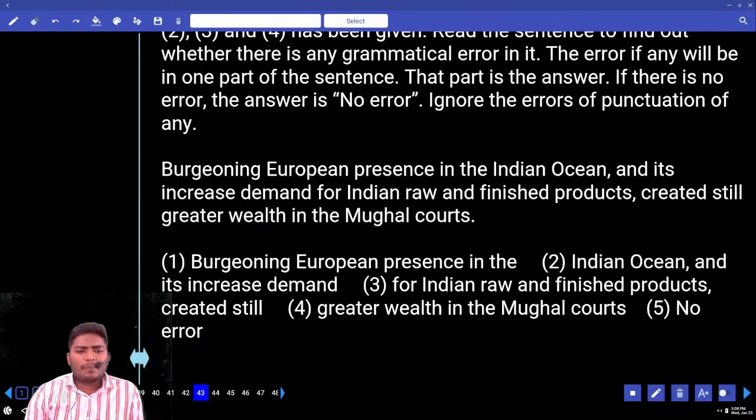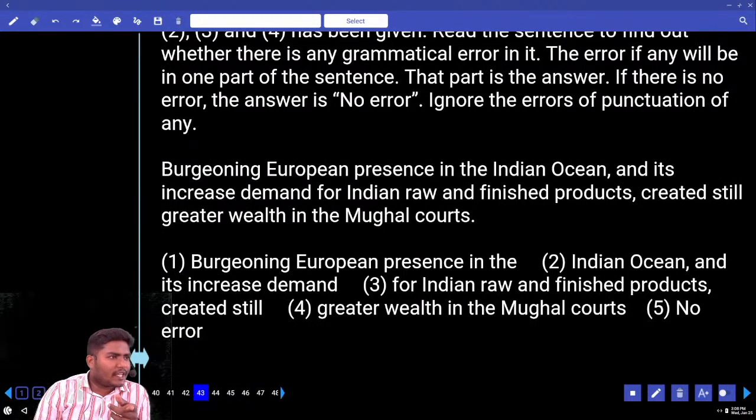Burgeoning European presence. We got this word the day before yesterday. Do you remember? Day before yesterday only you got. I don't know about yesterday's paper. What do you mean by burgeoning?